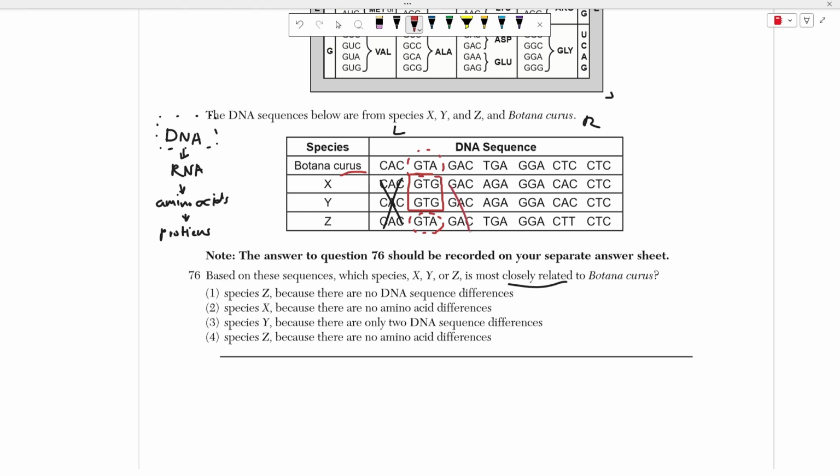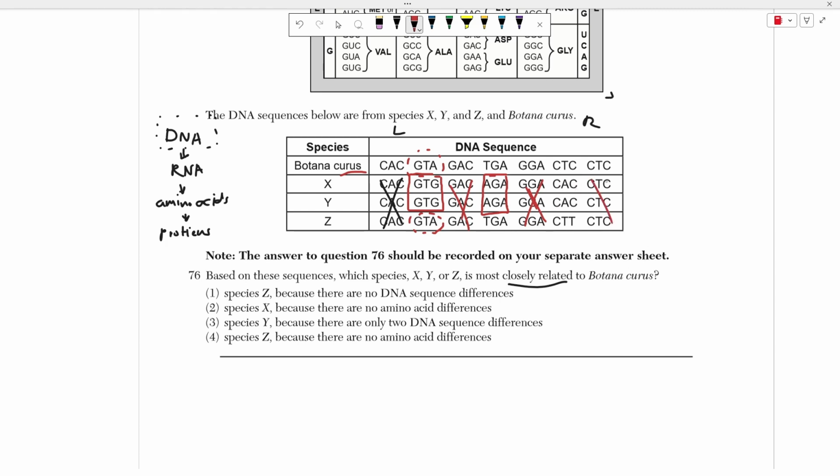Okay, so we continue reading. They all have GAC, so that's not special. Then over here we see that Botanicurus has TGA, while X and Y have AGA, and Z has TGA. So Z is the only species that has that same sequence, right? No one else has the same sequence there. Then we continue reading. They all have GGA, so that's not special. And again, over here we see that Botanicurus has CTC, and Z has CTT, X and Y have CAC. So all of these are different. So this is one big mess.